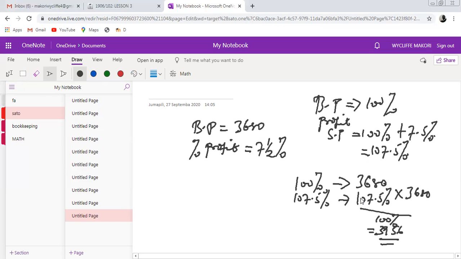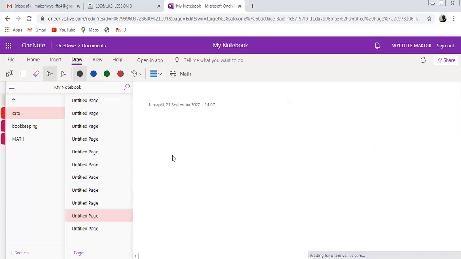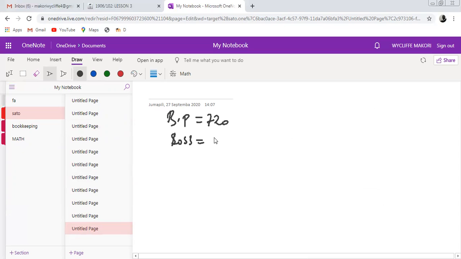The third question is this. Jenny buys a calculator at 720. The buying price is 720 and she sells it at a loss. The loss is 6 2/3%. For how much does she sell it?